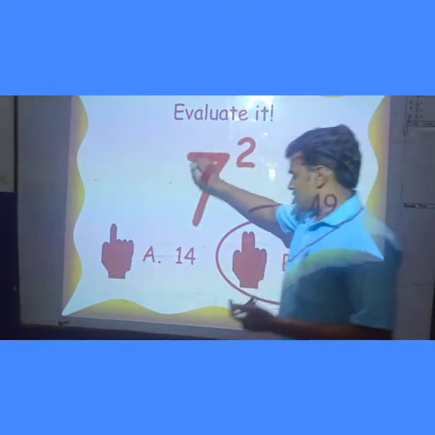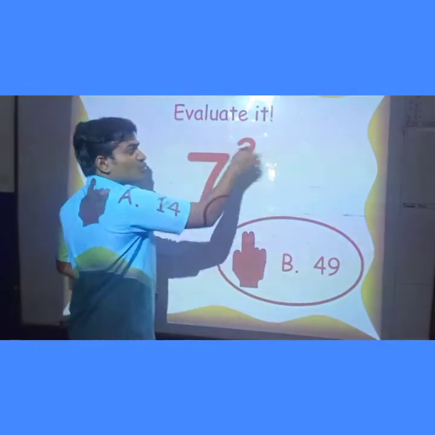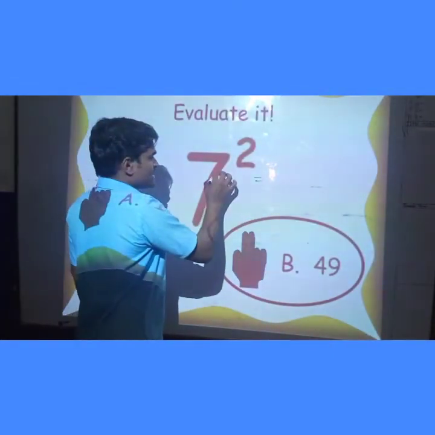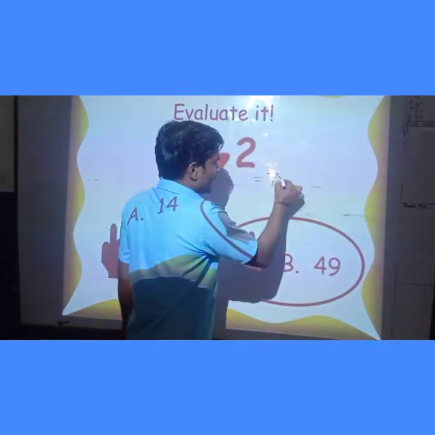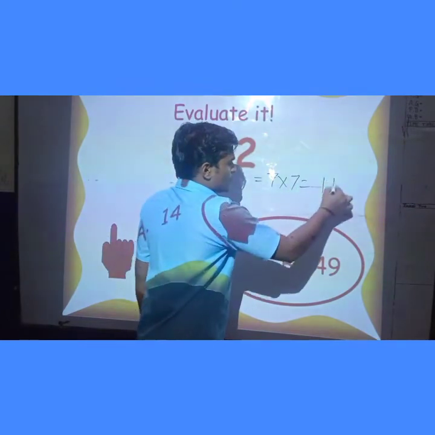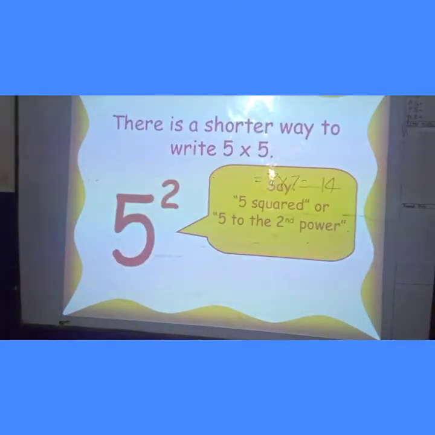Evaluate 7 square. So 7 square, its power is 2, which means the exponent is 2. It means 7 multiplied by itself 2 times. So 7 into 7 is 49, and our answer is 49. Okay.